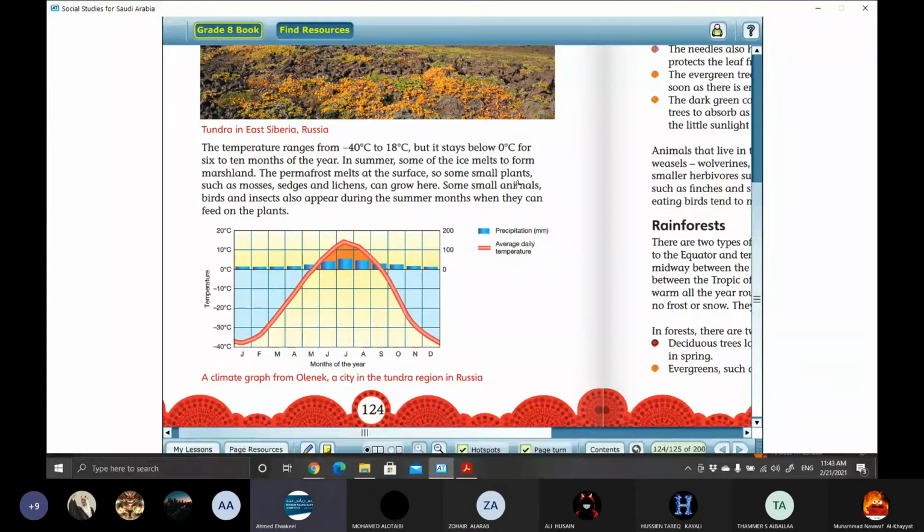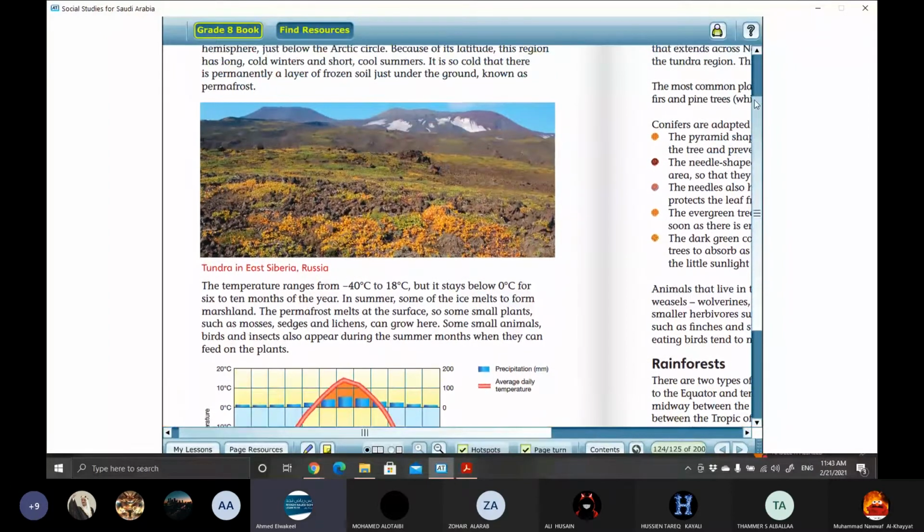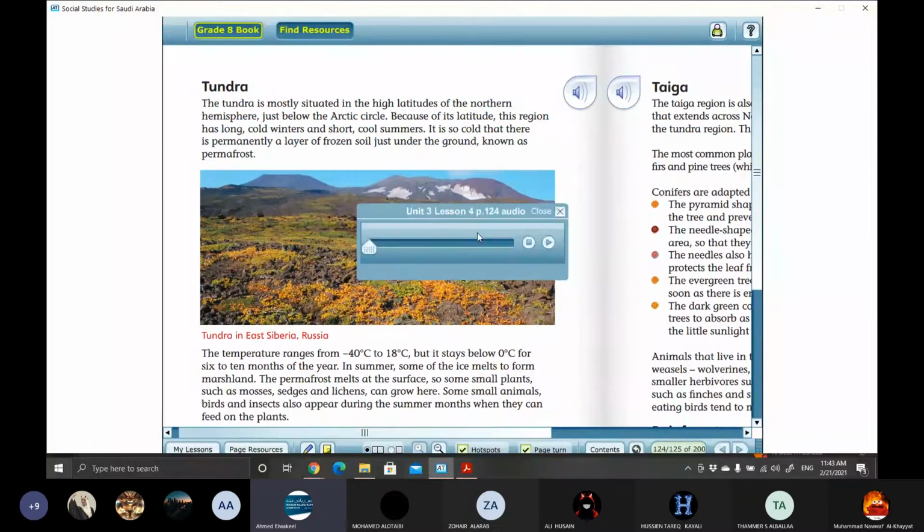Some small plants, such as mosses, sedges, and also lichens, can grow here. Some small animals, birds, and insects also appear during the summer months, and this would be the only time that they appear, so that they can feed on the plants.